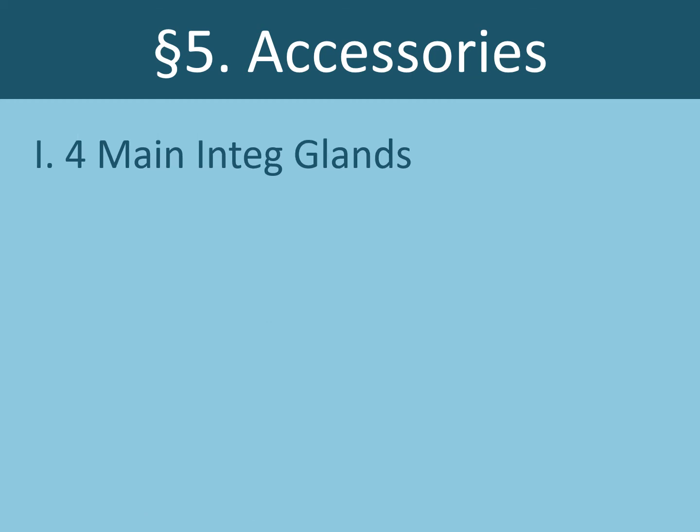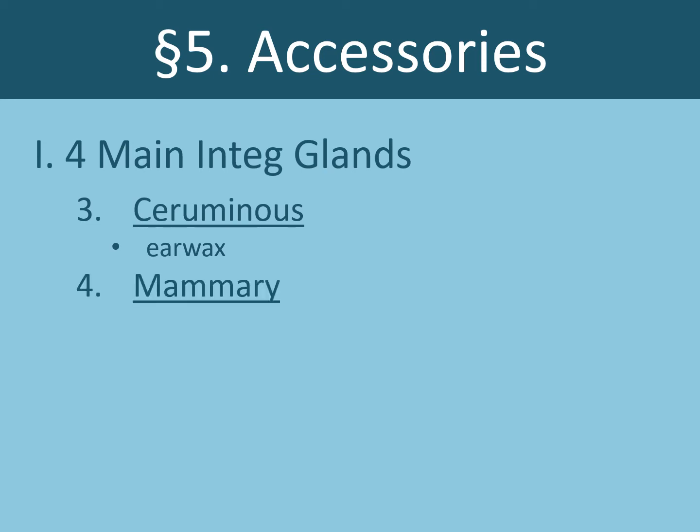The third type of skin gland is called the ceruminous gland. Ceruminous glands produce cerumen, or earwax. Ceruminous glands are located in our ear canals. Finally, we have mammary glands. Mammary glands are the glands that produce human milk. We will further discuss mammary glands in the reproductive system chapter.